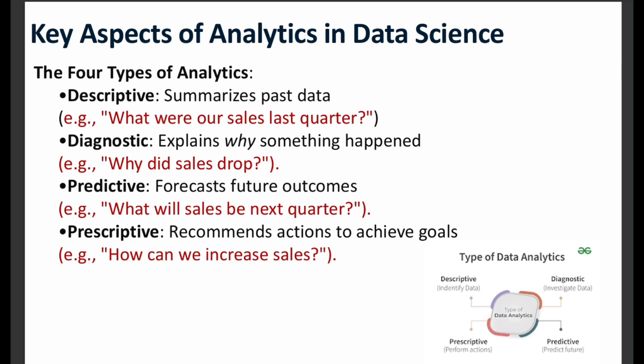Type 4, Prescriptive Analytics. This is the most advanced form. It does not just tell you what will happen, it recommends what you should do to achieve a desired outcome. How can we increase sales? This is where data science drives real business strategy. Think of these four as a progression from insight to foresight to action.